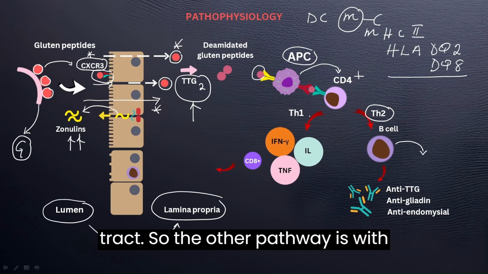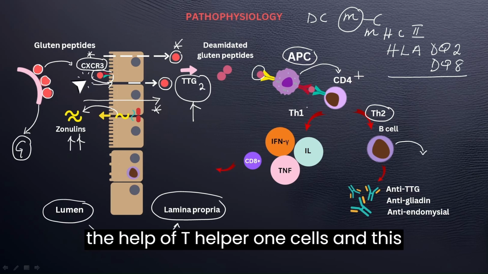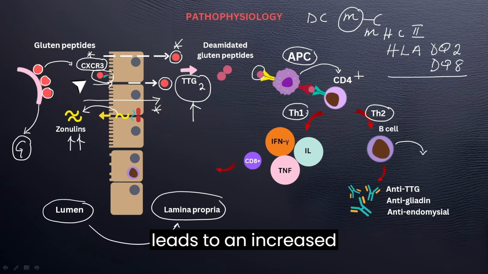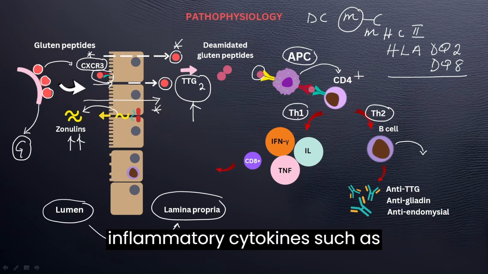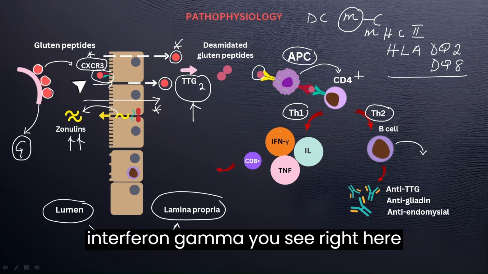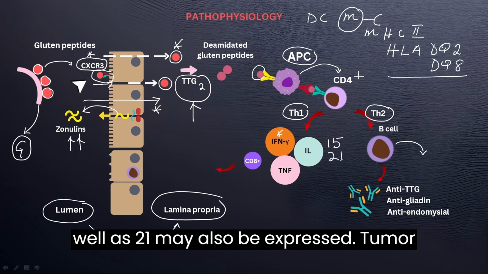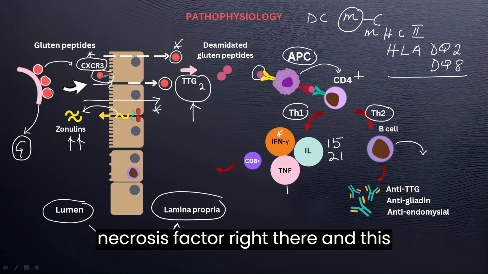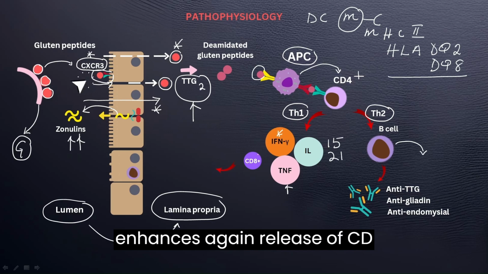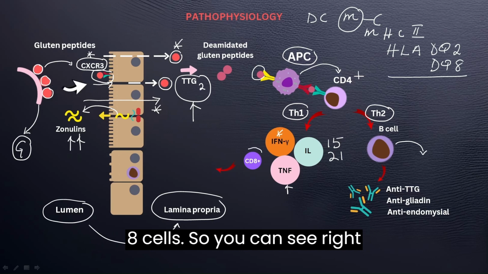So the other pathway is with the help of T helper 1 cells, and this leads to increased inflammatory cytokines such as interferon gamma, as you see right here. Interleukins, for example 15 as well as 21, may also be expressed, along with tumor necrosis factor right there. And this again enhances the release of CD8 cells, as you can see right there.